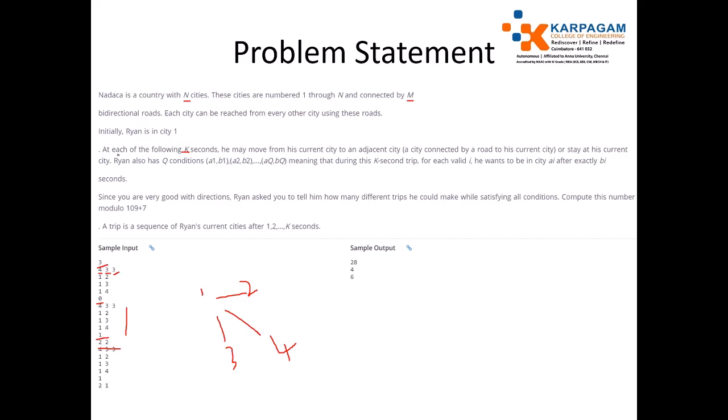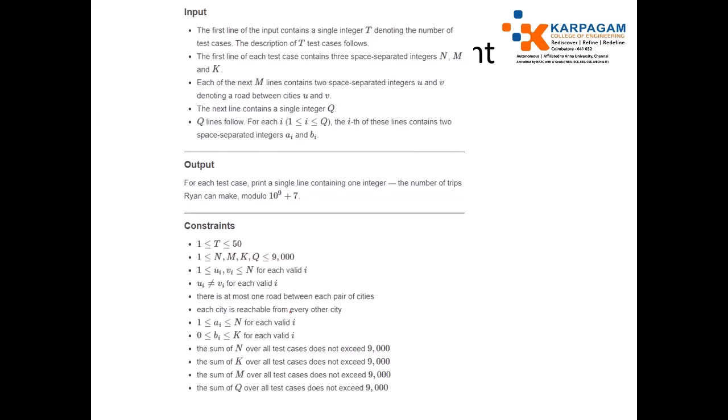Each of the following k seconds, he may move from his current city to an adjacent city, or stay in the same city. Adjacent city means the node which is connected to the other node. So adjacent for 1 is 2, 3 and 4. So they take 3 seconds for being in the same city or an adjacent city.